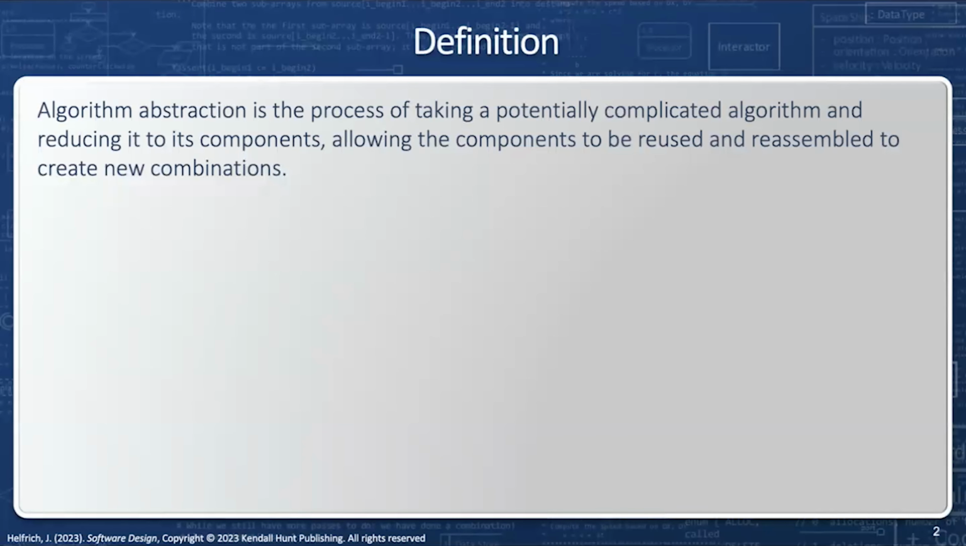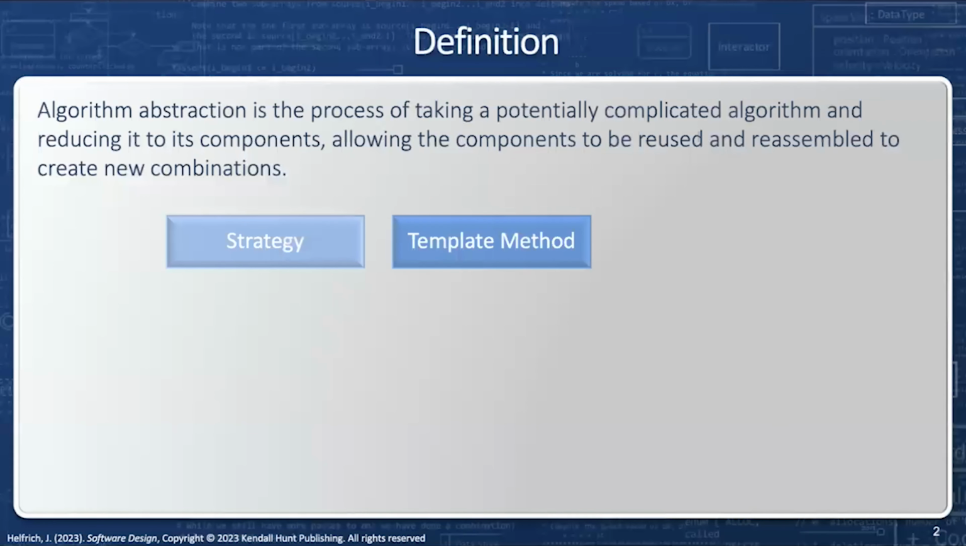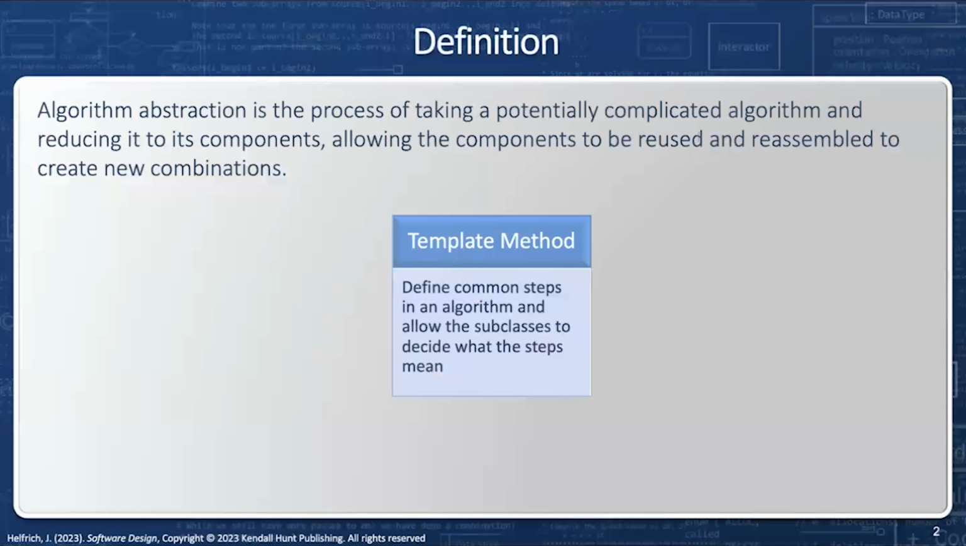There are three types of algorithm abstraction design patterns. The first is the strategy, the second one is the template method, and the third is the decorator. Today, we're going to talk about the template method, which is to define common steps in an algorithm and allowing subclasses to decide what the steps mean.